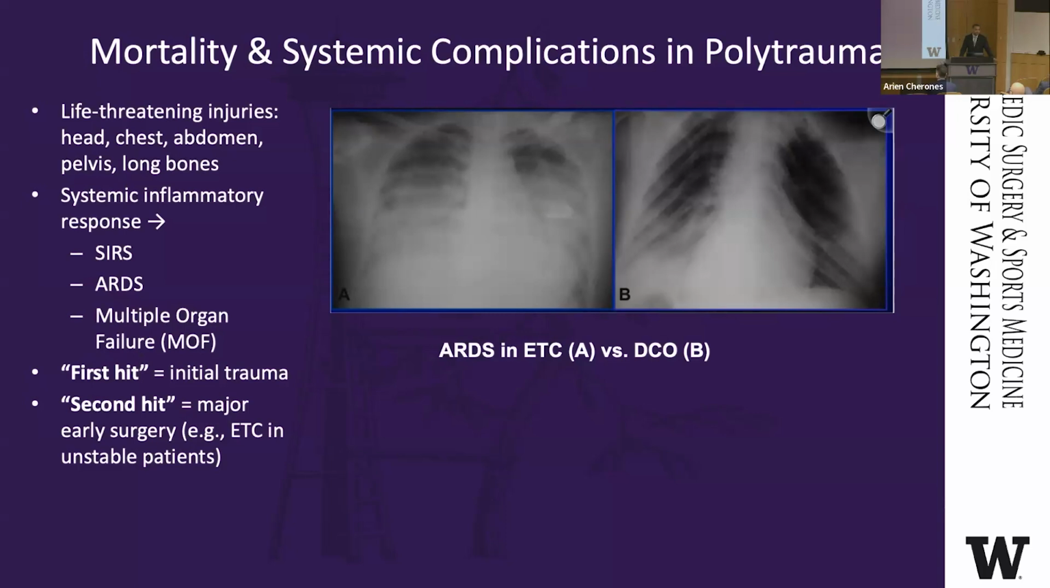So there's a first and second hit hypothesis, as we know. The first hit is the initial trauma, and the second hit can be a major early surgery when that patient may have been better served with waiting or temporizing their fixation method. So that's the crux of, I would say, damage control orthopedics and early appropriate care, deciding between this gray area and which route this patient should undergo and what treatment would best serve them.